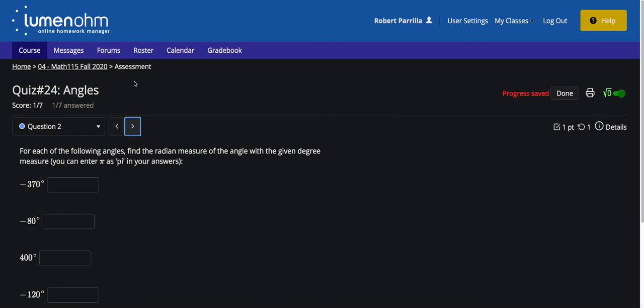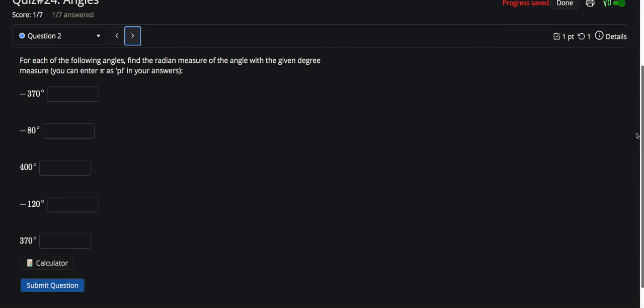Question number 2. Find a radian measure of the angle with the given degree measure. You can enter pi. Okay, so negative 370. Same kind of problem that we had before. Negative 370 is going around completely one time and then an extra little bit of 10 degrees. So this is what we're talking about here. But not a big deal because we can still do this one.